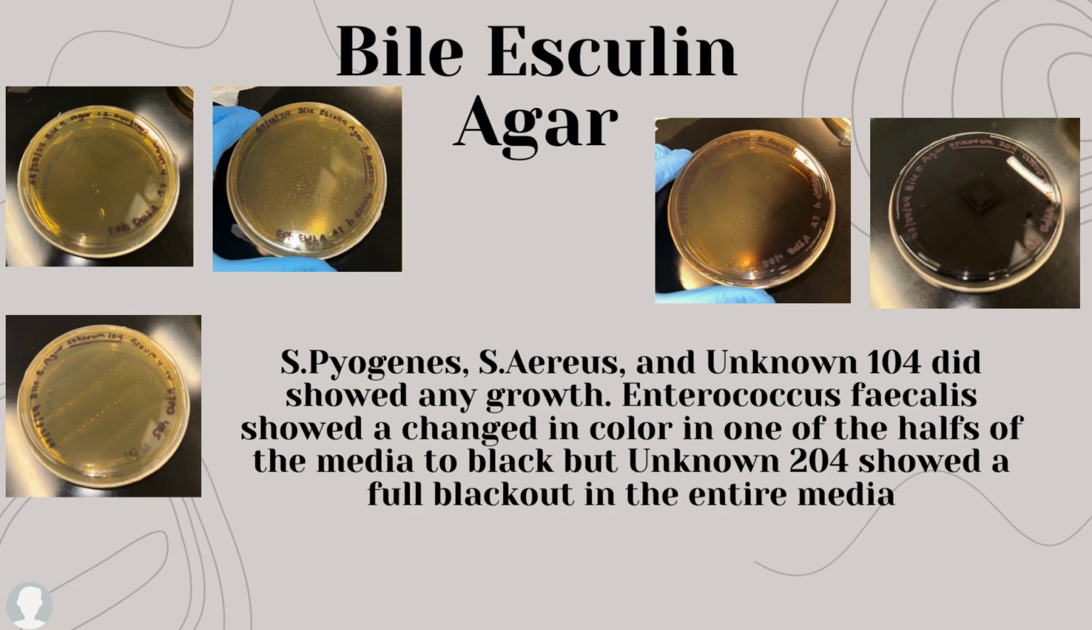For the bile esculin agar, on the top left, we have our S. pyogenes. Next to it, we have the S. aureus, and under that one, we have our unknown 104, which did not show any sign of growth. On the right, the first one is our Enterococcus faecalis, which showed a change in color in one of the halves of the media, which turned black. Next to that, we have our unknown 204, which completely turned black.